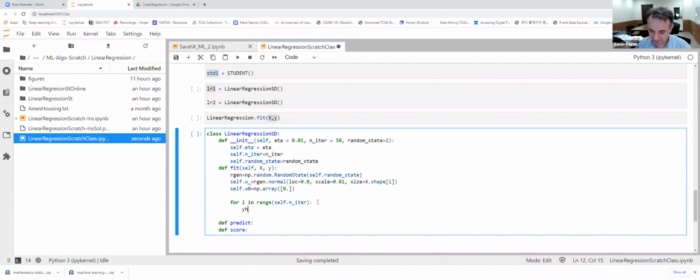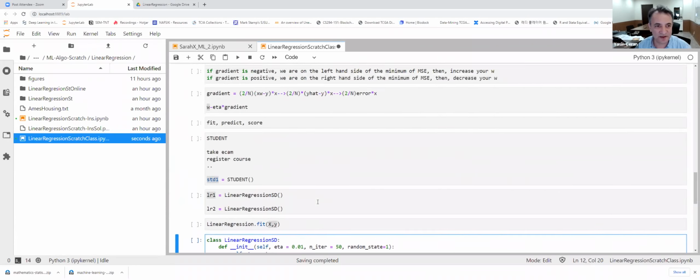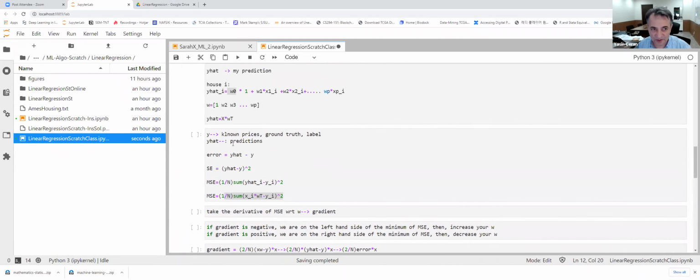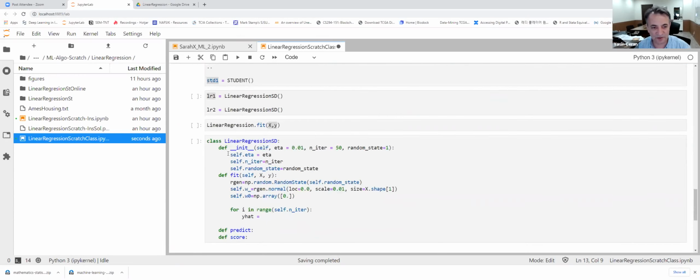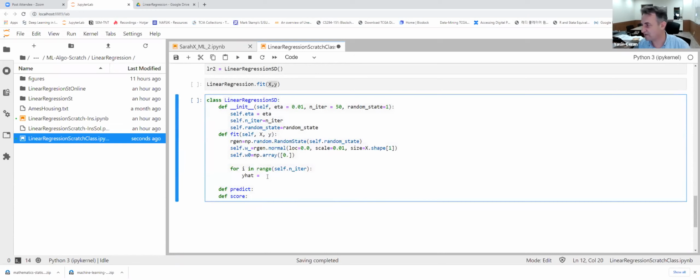So let's now find our Y hat. Remember what Y hat was? Y hat was, let's see, our predictions. So what is our predictions? X times W. Okay, X times W. So that's what I'm going to use. Y hat is, I'm going to use the dot product from Numpy. Okay, all right. So it's going to be X multiplied by W, okay, which is self W, this guy.